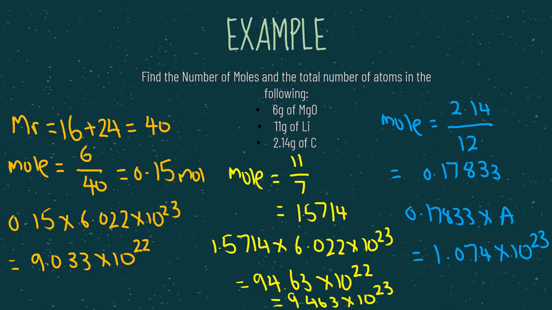One thing to note, I'm not sure whether you guys noticed this, but we know that in 1 mole of a particular substance, there will be 6.022 times 10 to the power of 23 particles. So if the number of moles is less than 1, we should expect the number of particles to be smaller than 6.022 times 10 to the power of 23. But if the number of moles is more than 1, then we should expect that the number of particles will be more than 6.022 times 10 to the power of 23. So that's one way you can check your work to ensure that your answer is correct.